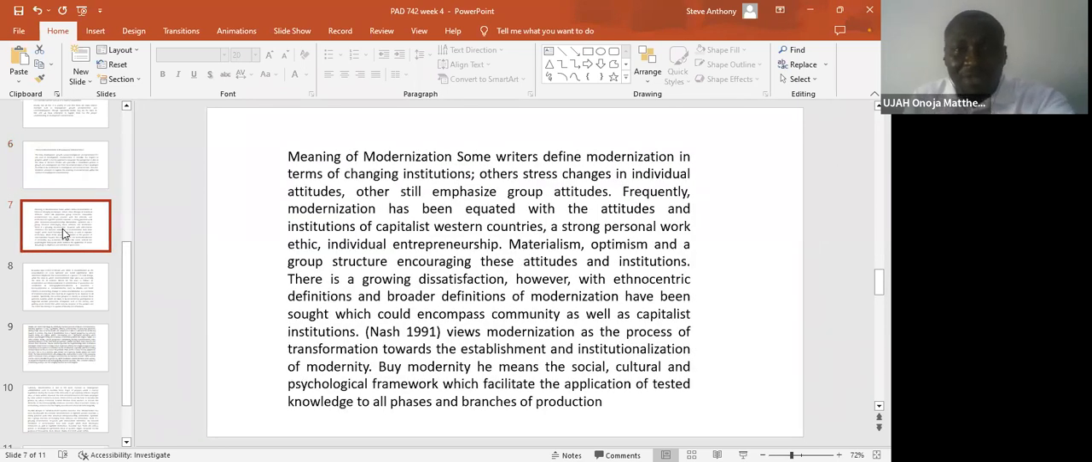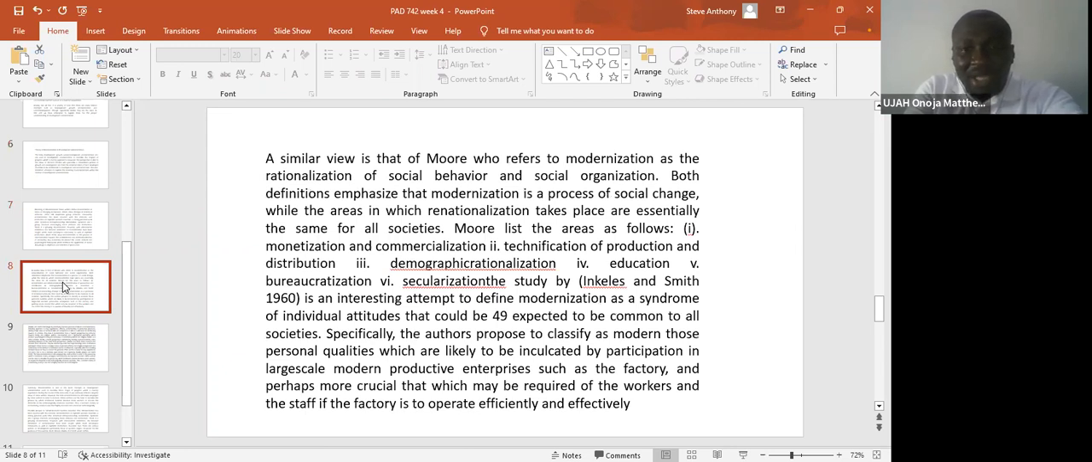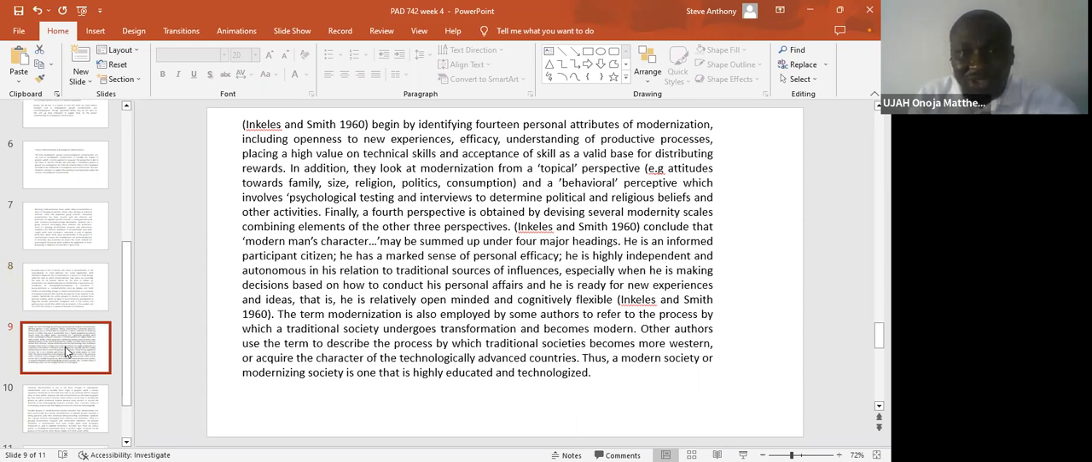Having said that, with the meaning of modernization, some writers define modernization in terms of changing institutions, others stress changes in individual attitudes, others still emphasize group attitudes. Frequently, modernization has been equated with the attitudes and institutions of capitalist Western countries: a strong personal work ethic, individual entrepreneurship, and so many other variables that have been mentioned. So, in line with our mention of secularization, demographic rationalization and education, and the 14 variables that we mentioned earlier by which modernization can be measured, one can easily say that a developed society is where the whole trappings of development have been attained. And an underdeveloped society is where there are the yearnings of the people for certain levels of advancement that can reflect the desires of their societies.